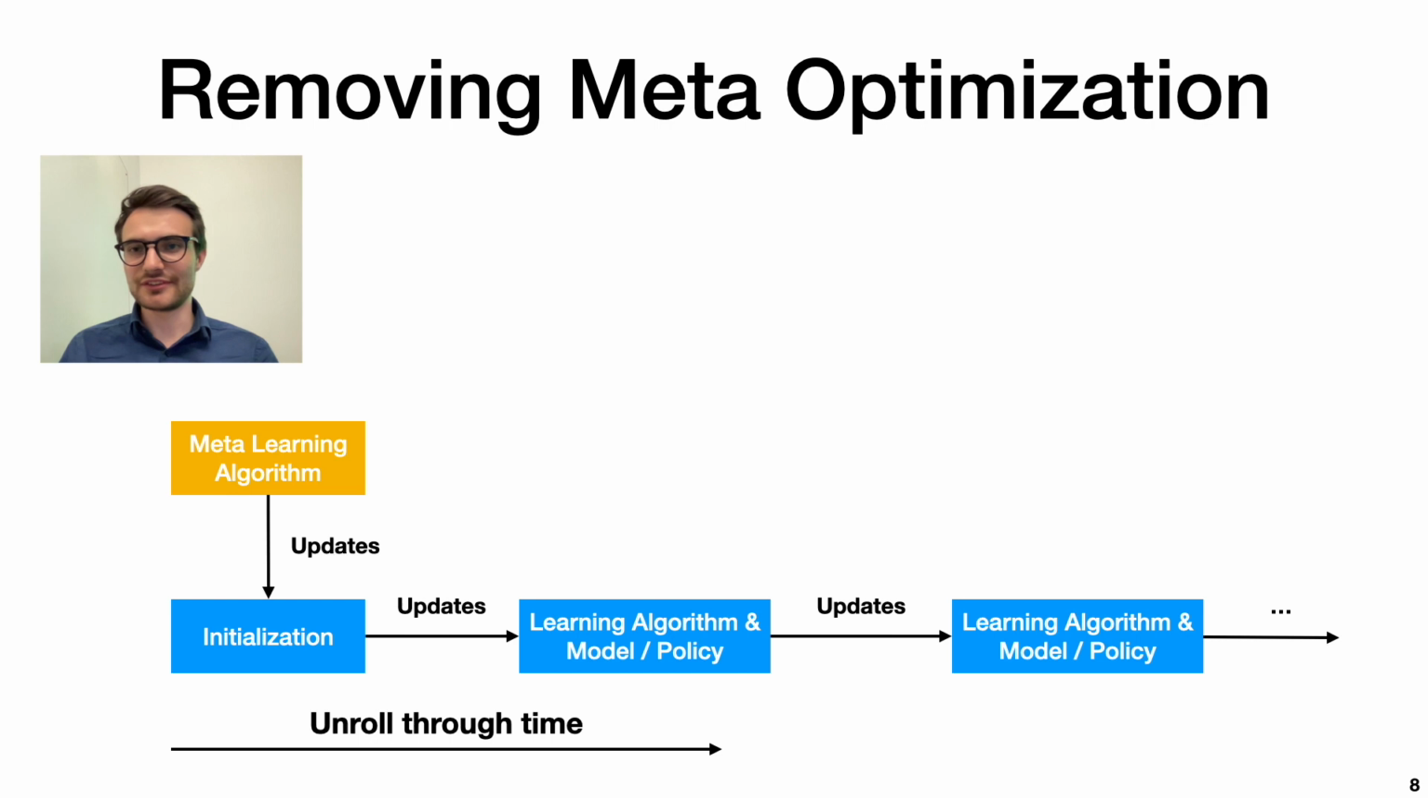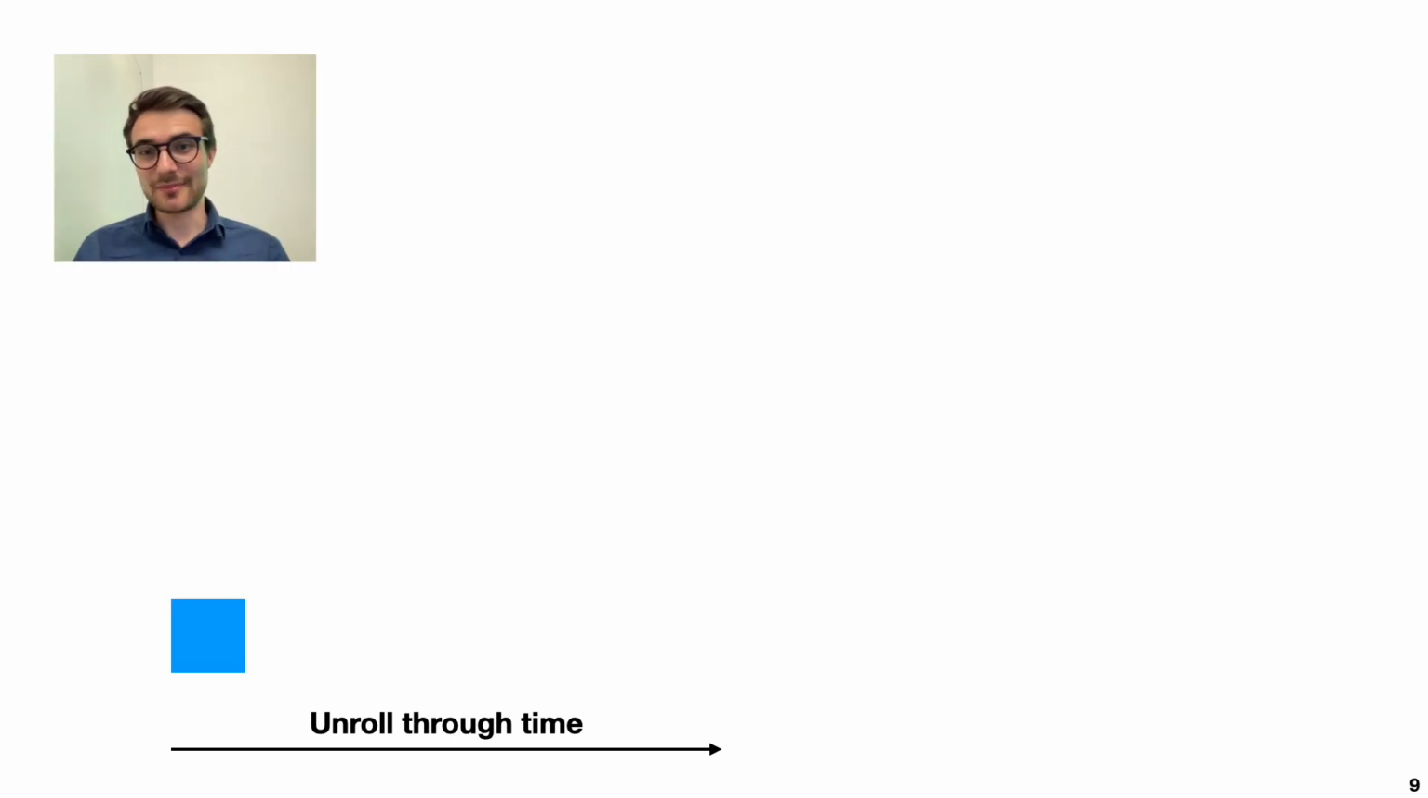So what we really are interested in is getting rid of that meta-learning algorithm for the initialization. But how can we design a system that doesn't require explicit meta-optimization? And how do we guarantee that that system still improves over time and does not diverge? In this paper, we propose a very simple idea for a self-referential system that addresses this issue.